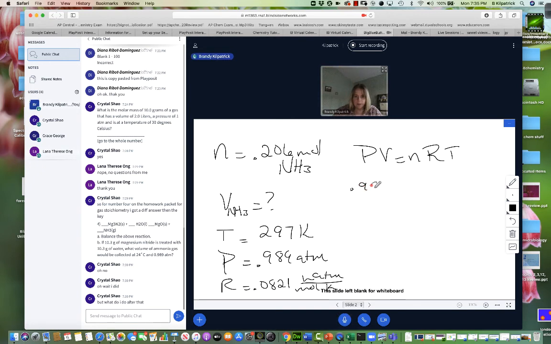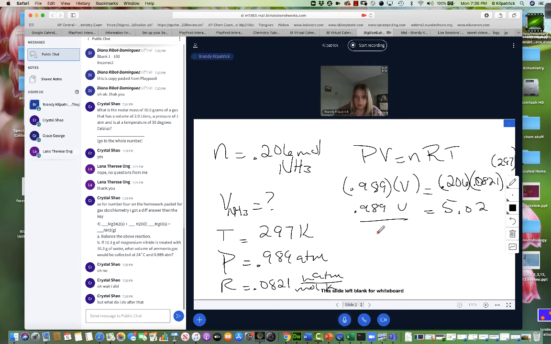All right, so my pressure is 0.989. My volume is unknown. This is 0.206 multiplied by 0.0821 multiplied by my temperature of 297. So that is 0.0821 times 0.206 times 297. That's going to give me 5.02. This is 0.989 times V. So that divided by 0.989, so about 5 liters.